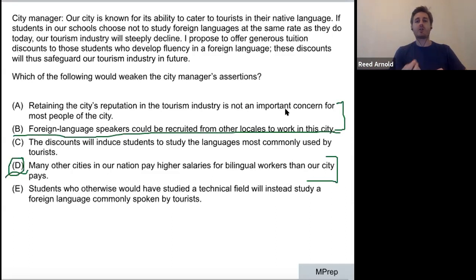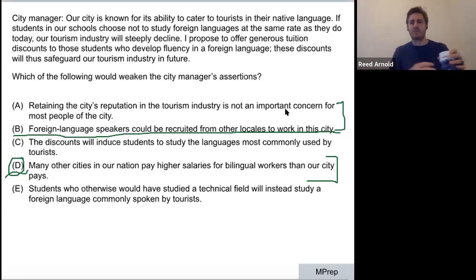You weaken the argument by weakening my plan. You don't weaken the argument by saying my plan is one of many plans. The fact that there might be another way to save tourism in my city doesn't mean my plan to save tourism is weakened. Okay, maybe we could recruit foreign language speakers from another city to work here. That doesn't mean my plan is weakened. My plan might still work fine. It's just an alternative plan. So alternative plans don't weaken arguments or strengthen arguments or affect arguments at all. Deal with the argument that they give you. Don't consider another argument.